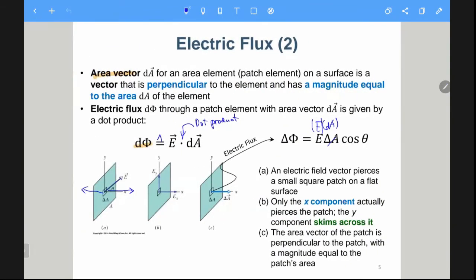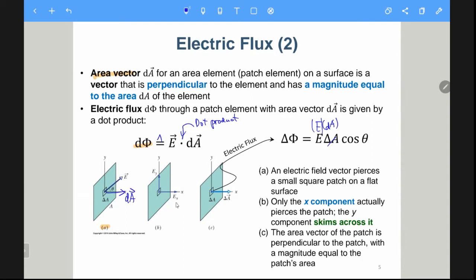So now it talks about that. There are three cases. The first one, A: an electric field vector pierces a small square patch on a flat surface. So we have an E field pointing this side, and of course dA is perpendicular to the element. So we can calculate d phi like this.